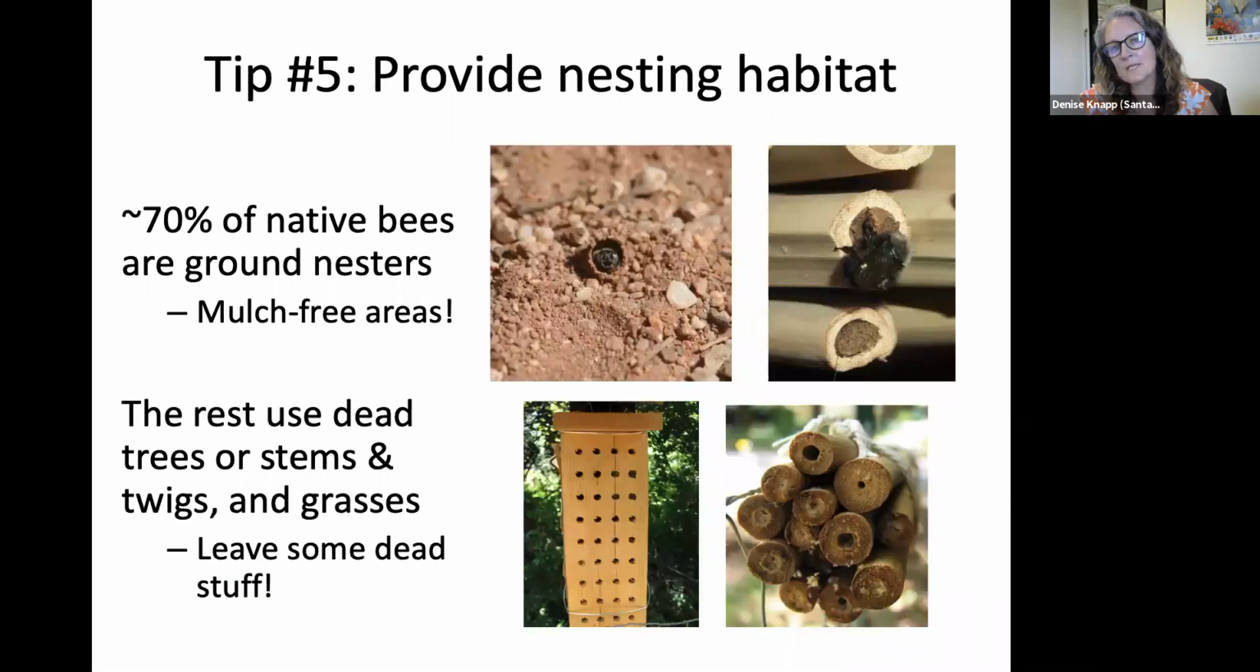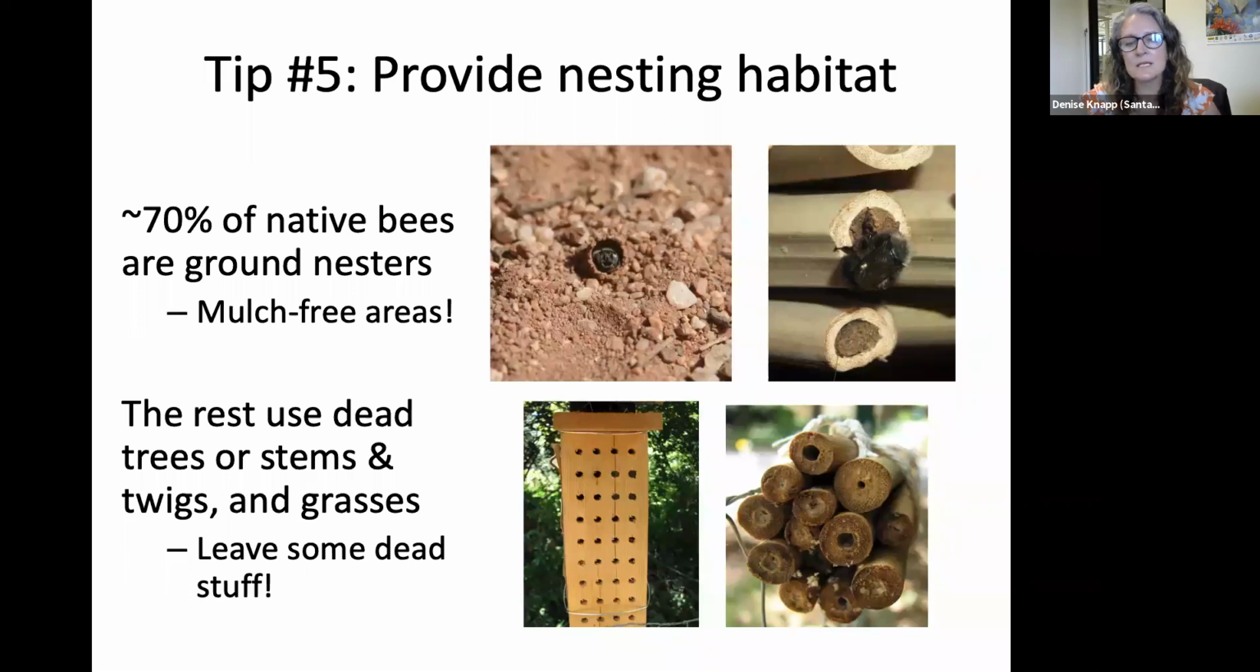Tip number 5 is to provide nesting habitat. So just like humans, we need not only things to eat, but we need a place to live. And 70% of native bees nest in the ground. So they need to be able to access that soil and dig out these nests. And so they need mulch-free areas. So I know mulch is great for controlling weeds and retaining water, and that's wonderful, but try to leave some mulch-free areas for the bees.